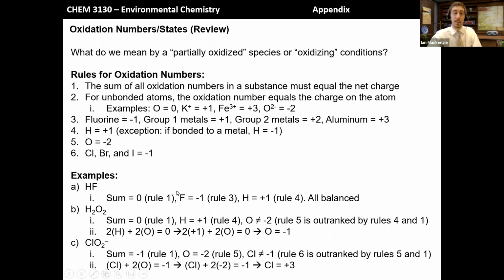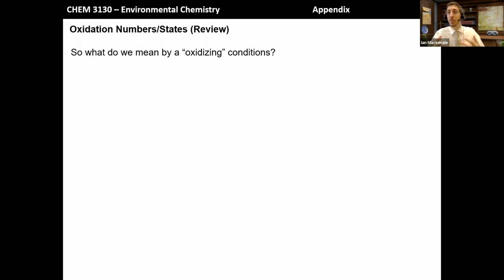But the overall charge on the compound is only -1. So I simply take the equation and say, well, chlorine plus 2 times whatever oxygen is must equal -1. Oxygen is -2, and so chlorine must come out to be +3. And that's essentially how we would go through and use these rules to determine the oxidation number for any element in any compound or ion. But let's carry it a little bit farther.